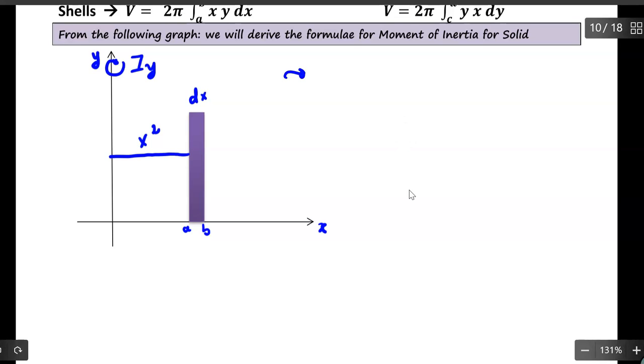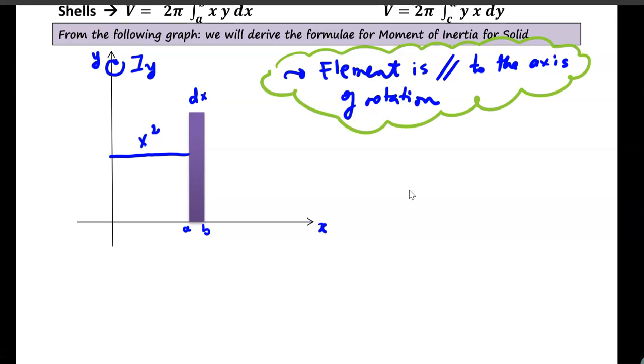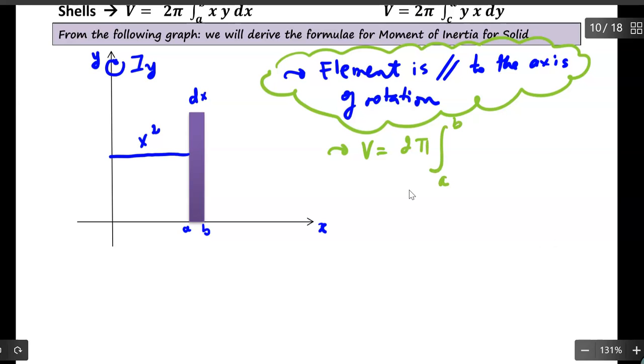The most important thing I want to emphasize to everyone is that the element is parallel to the axis of rotation. And in finding volume, if you are using the axis of rotation and you are choosing the element that is parallel to that axis of rotation, then you have to stick with the shell method. So volume is equal to 2 pi, from a to b, of x times y times dx. Again, it's the shell method.